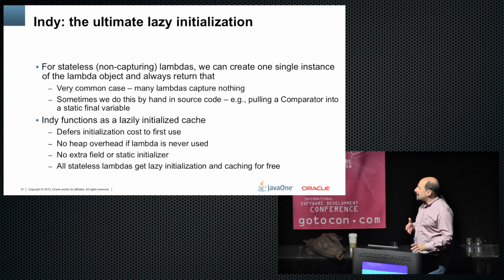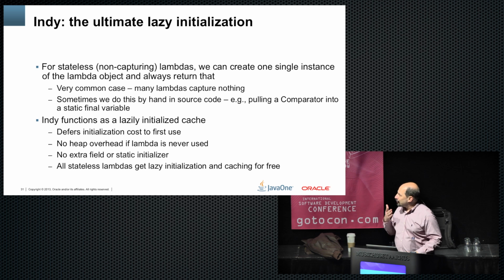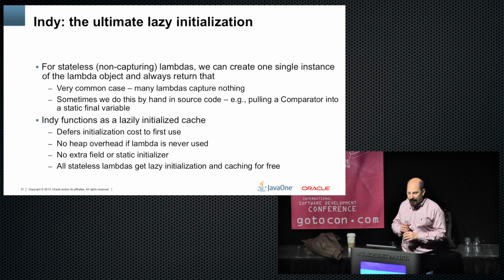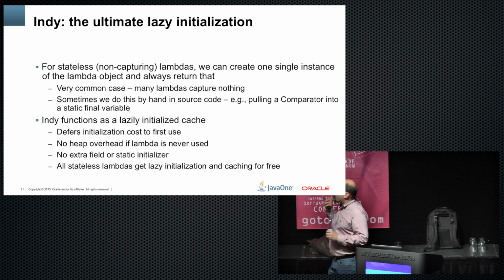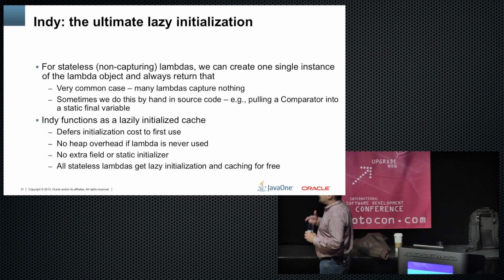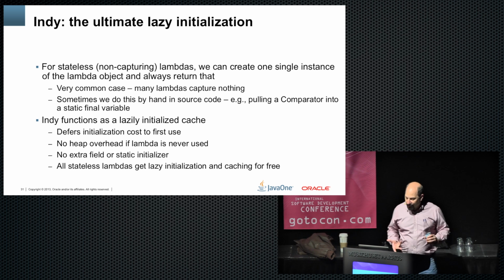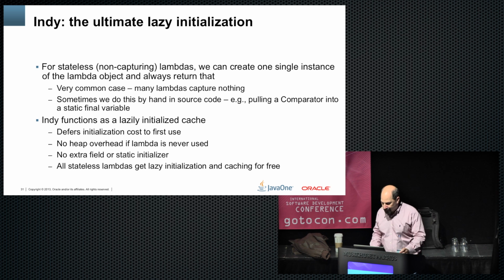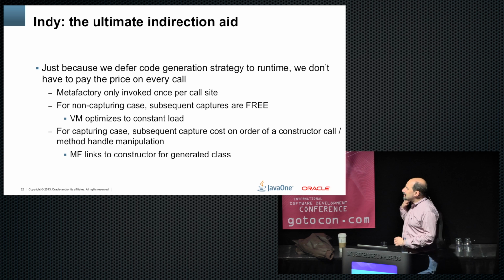So this makes, in the fairly common case of stateless Lambdas, Lambda capture much, much faster than inner classes because you're not allocating, you're not going to the heap, etc. So in this case, you can think of invoke dynamic as being a lazily initialized cache. It delays initialization to the first use, so the overhead is 0 if it's never used. You don't need an extra field, and then all stateless Lambdas get the benefit of this lazy initialization and caching that comes for free.